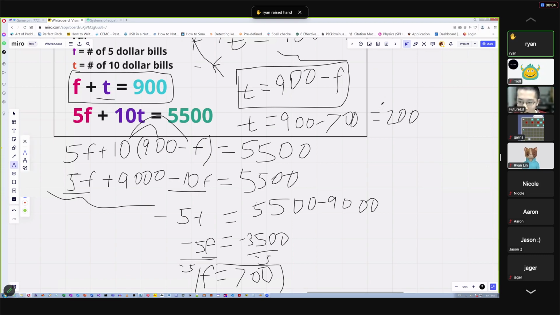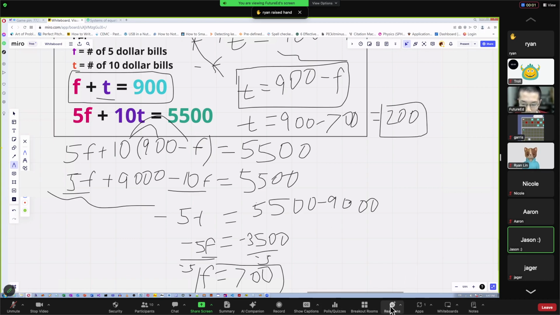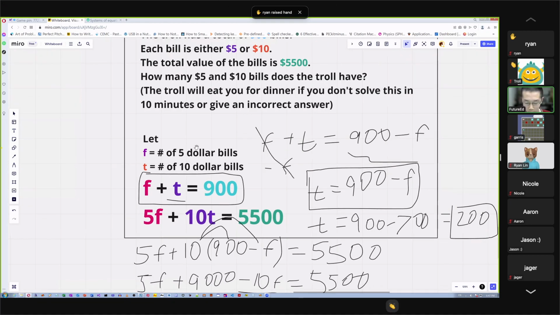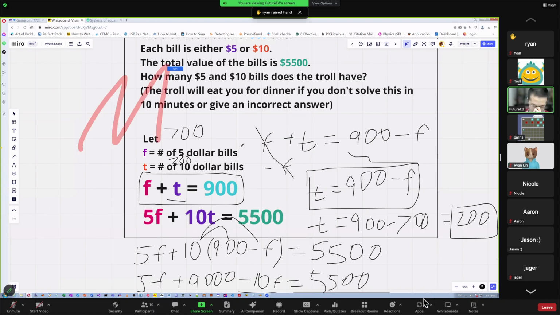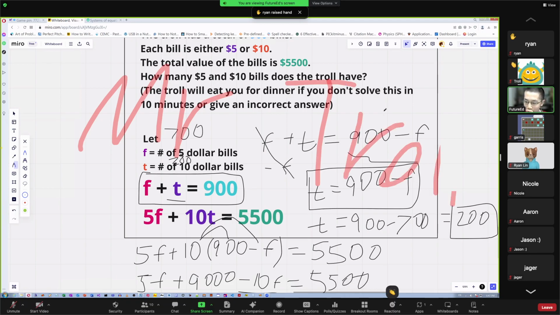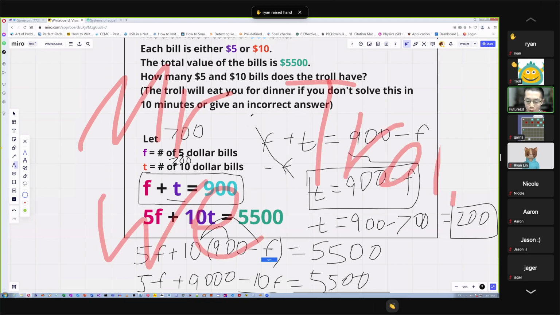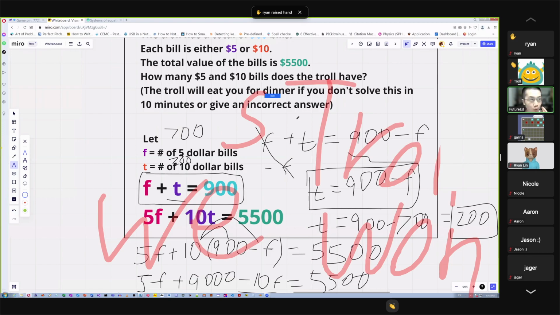T equals 200 and F equals 700. Okay, the time's out. So our final answer, Mr. Troll or Mrs. Troll, is there are 700 $5 bills and 200 $10 bills. I was actually pretty stressed for this one. We're not too sure if it's a Mr. or Mrs. So let's just make sure the answer is correct, otherwise I will be eaten by the troll anyways.